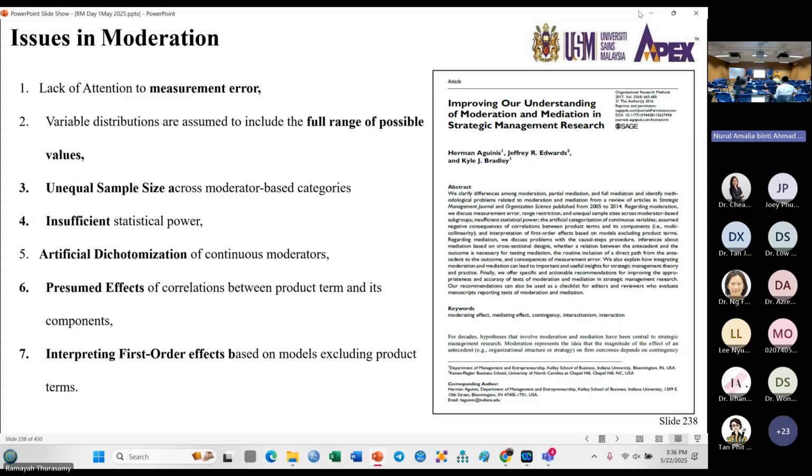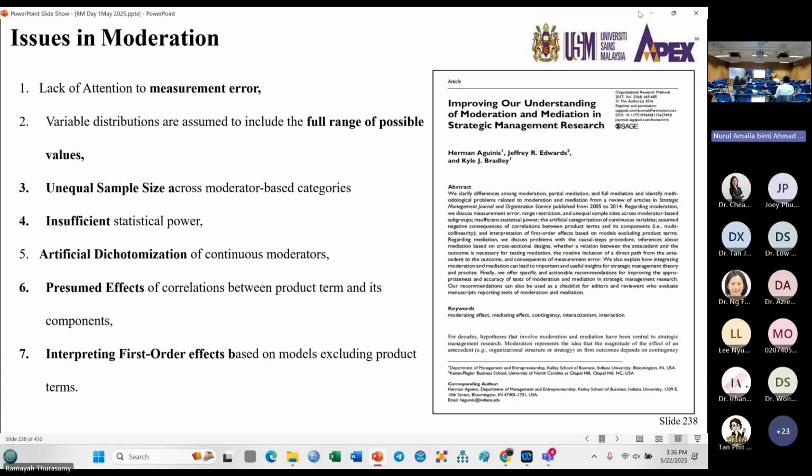Another problem with many social science researchers is when you do moderator analysis, do you run hierarchical regression? Hierarchical regression means you run independent variable to dependent variable, then you add the moderator, then you add the interaction. That is incorrect. You should not be doing it, because if you do that, the order of entry will decide which variable becomes significant.